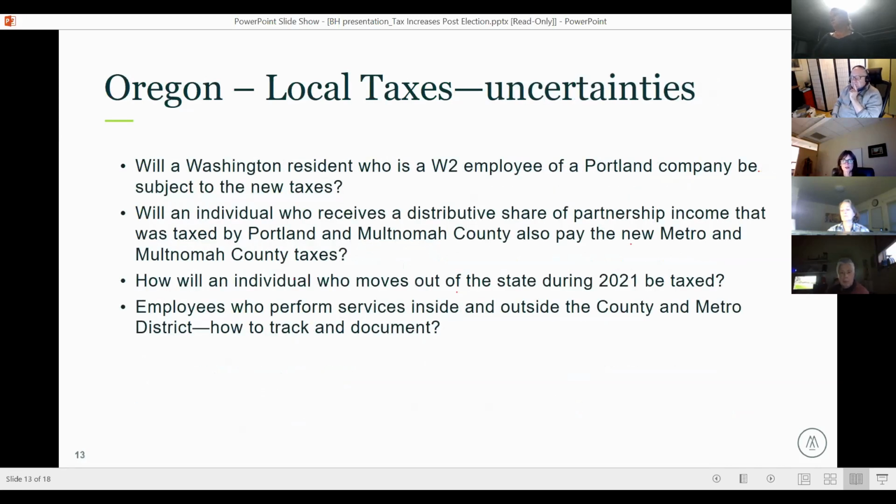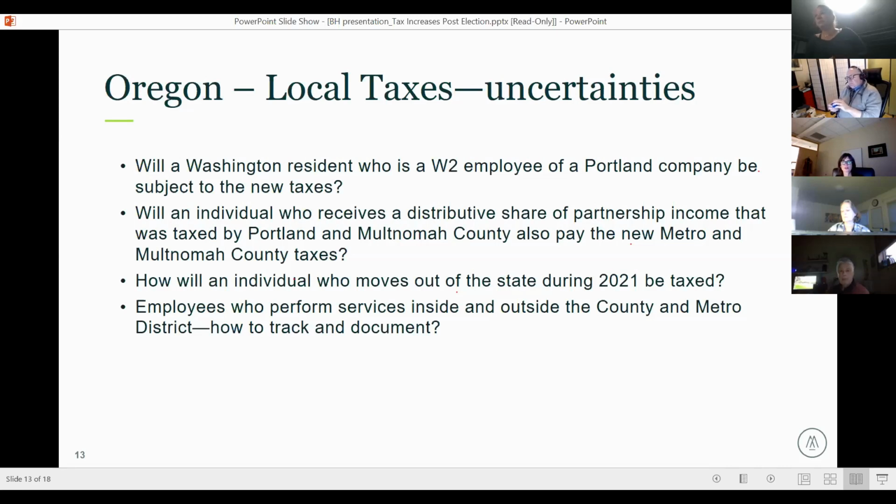So we do have some real uncertainties here. Like I said, I'm afraid I'm in a position where we all have more questions than answers. Would a Washington resident who's a W-2 employee of a Portland company be subject to these new taxes? And then we have the additional wrinkle that in January, February, maybe they were working in Portland proper, but even if the company stays in Portland, they're working in Washington.